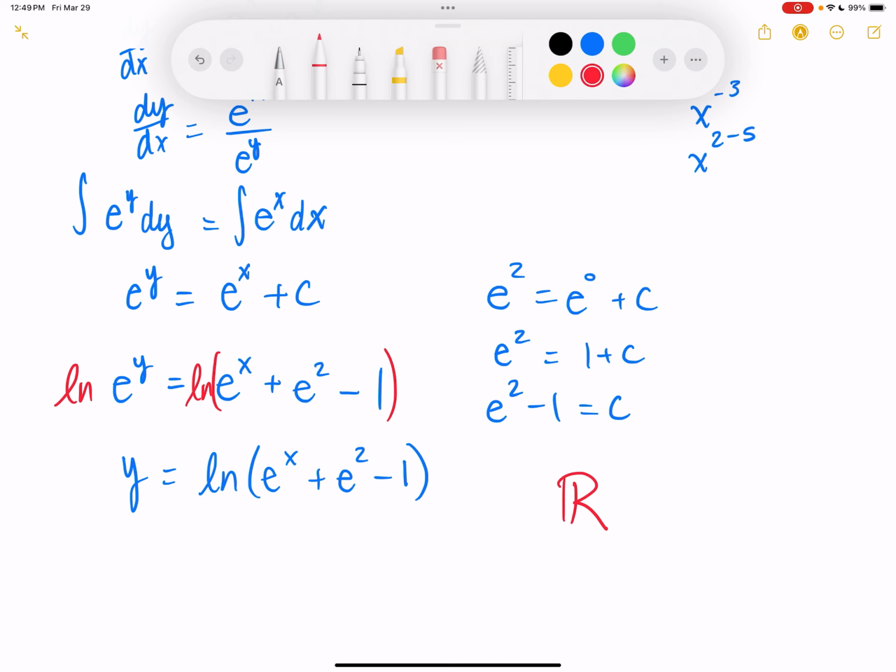In exercise 19 and 20, find the amount of time required for a $2,000 investment to double if the annual interest rate R is compounded A, annually, B, monthly, C, quarterly, and D, continuously. So basically we're doing this problem 4 times.